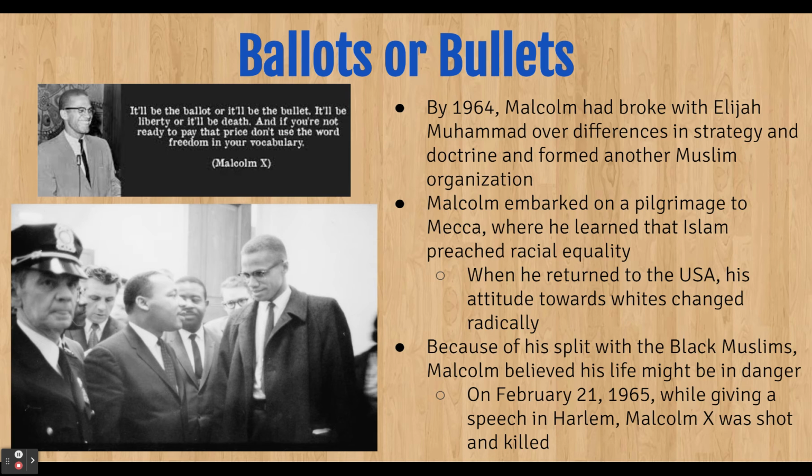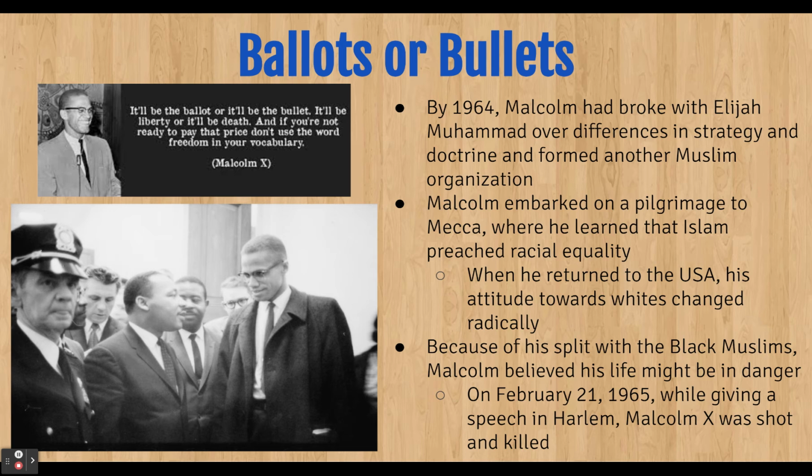By 1964, Malcolm had broken with Elijah Muhammad over differences in strategy and doctrine and formed another Muslim organization. Malcolm embarked on a pilgrimage to Mecca in Saudi Arabia, where he learned that Islam preached racial equality. While worshiping and praying, he saw that Muslims were very diverse. Some had very light skin with blue eyes, some had darker skin, and he really saw that it is possible for people of different skin colors to work together. And it really did change his whole perspective.